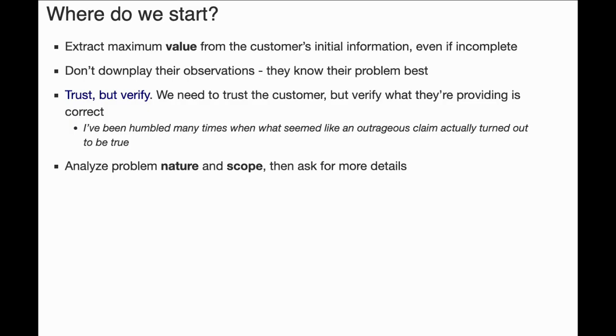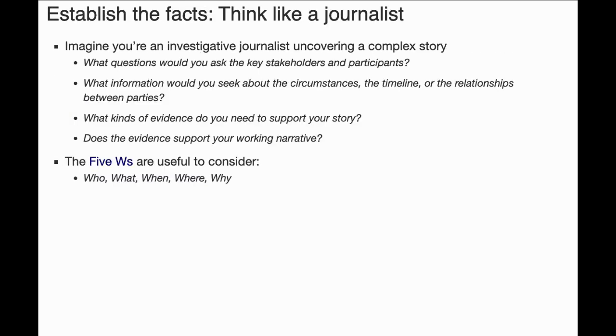Analyze the problem nature and scope, and then ask for more details. We need to understand what the impacts are, the type of problem, how widespread it is, how often it occurs, etc. These details change the way we troubleshoot. Establish the facts. Think like a journalist. I chose the journalist analogy because troubleshooting is really investigative work. You're trying to piece together what happened from incomplete information, just like a reporter covering a story.